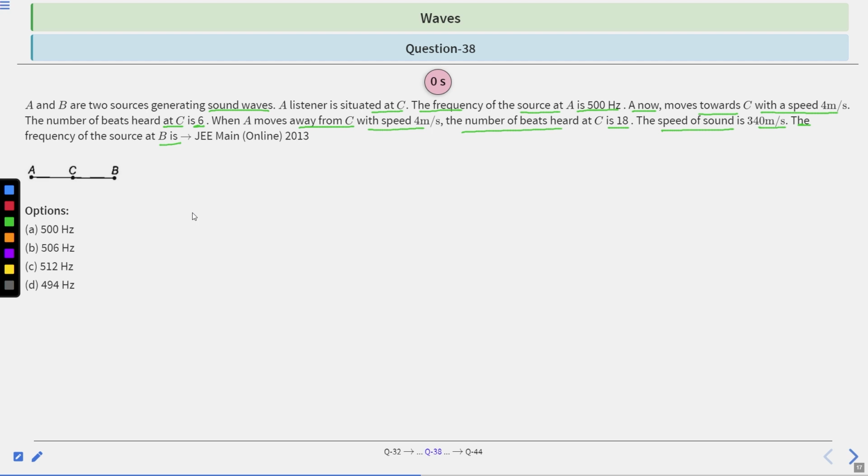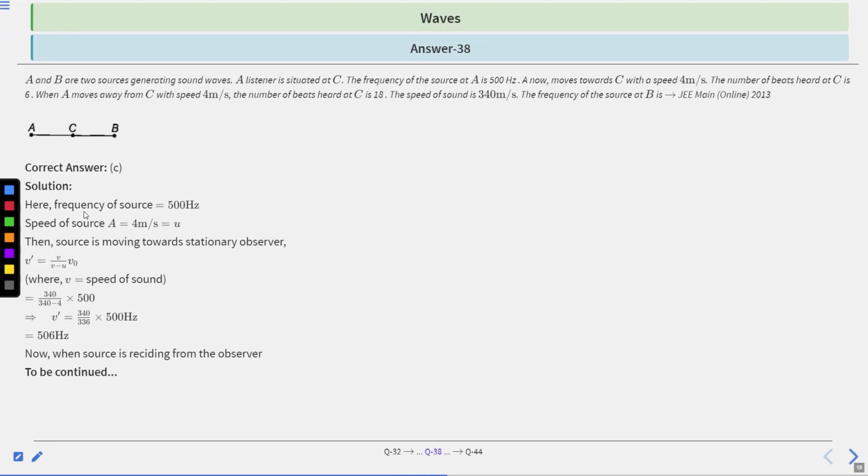Let's find the solution. The frequency of the source is 500 Hz, which is given in the question, and the speed of source A is 4 meter per second, that is u. The source is moving towards a stationary observer. In that case, v prime is equal to v divided by v minus u, times v naught, where v is the speed of sound. Putting in all the given terms, we get 340 divided by 340 minus 4 multiplied by 500. So v prime is equal to 506 Hz.